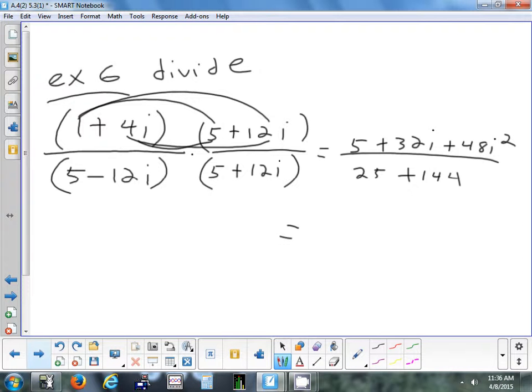All right, there's a lot of little arithmetic things we need to do here. Jen, can you tell me one thing I could do here? You could add 25 and 144. Yeah, we got to add these up. So the denominator is 169. How about in the numerator? Negative 48. Yeah, I got to change this i squared to negative 1 and multiply it by 48.